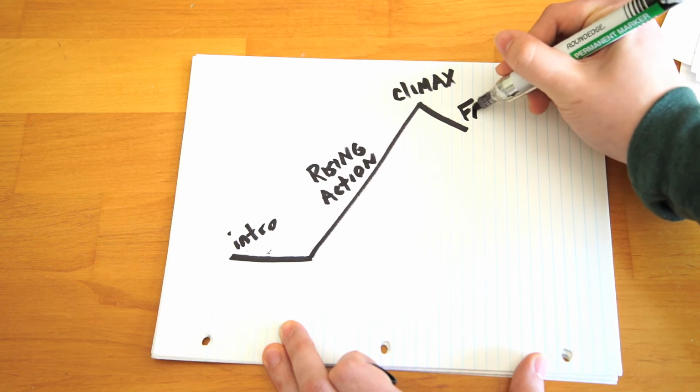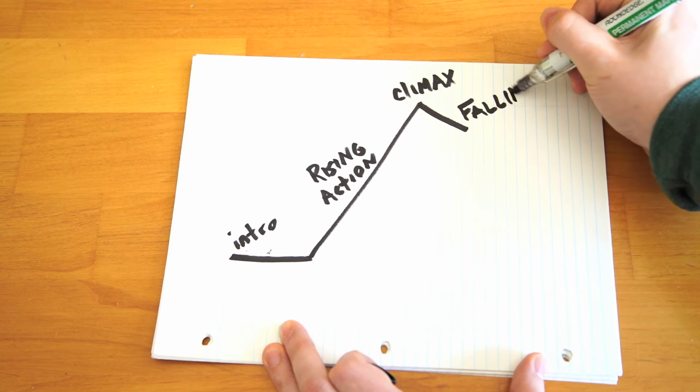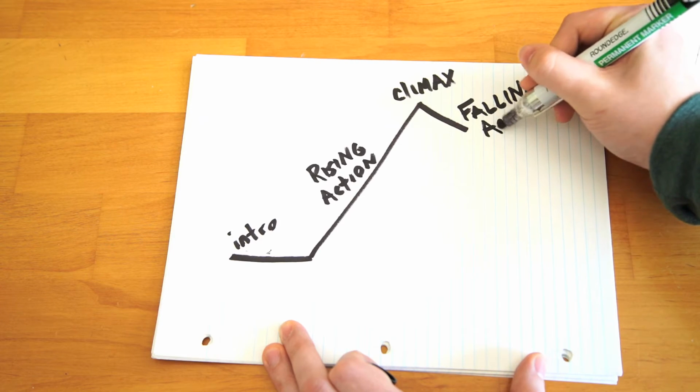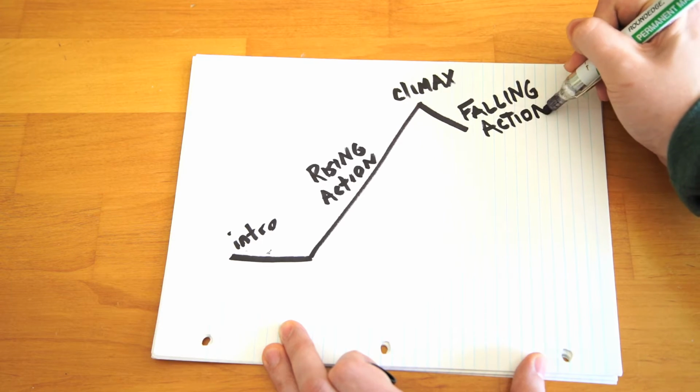After that, we have what is called the falling action. So that is where the film is starting to wrap up, and we start to see how the characters are going to live on after the film is over. Let's use the movie Toy Story as an example.